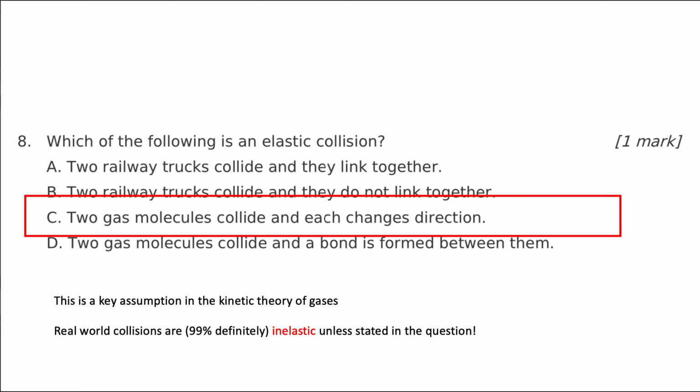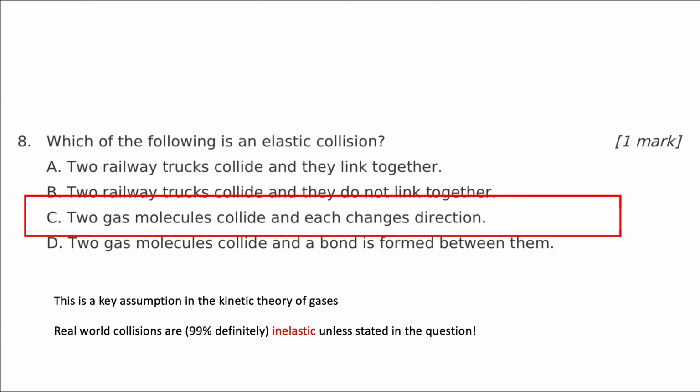We should be aware that whenever we have two objects linking together, so in the case of B and D, those are inelastic collisions because there's always some kinetic energy lost. That was A and D.